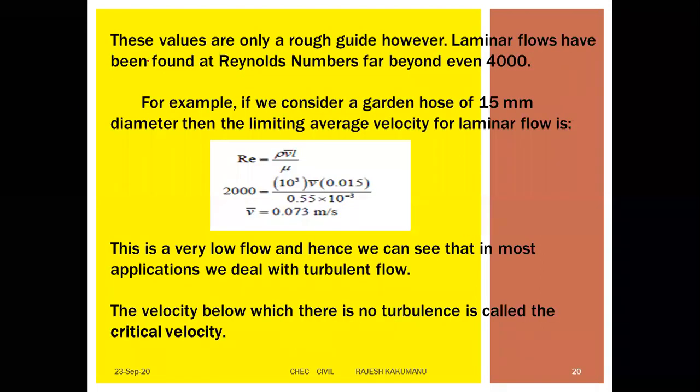Based on this, these values are only a rough guide, however. So these values are just an indication for us. Laminar flow has been found at Reynolds number 4000 also.